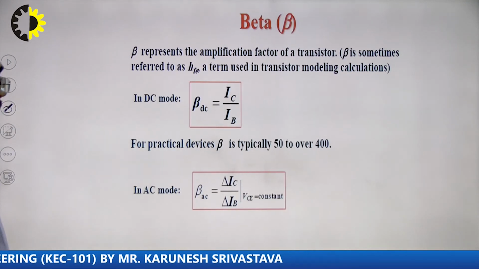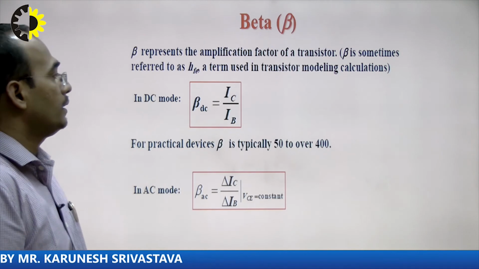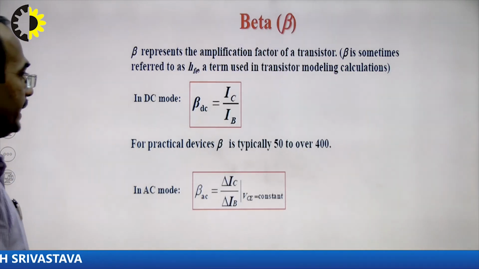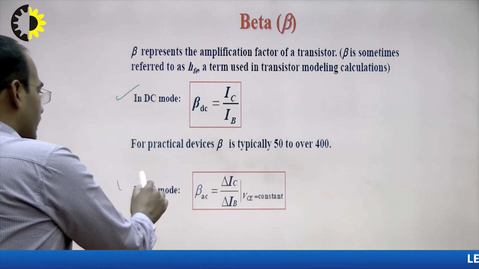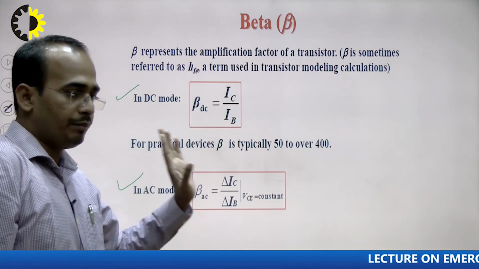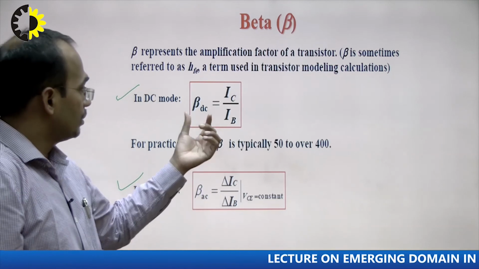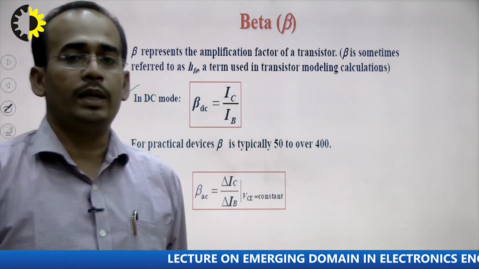Now what is the beta? Beta is the amplification factor or gain of the common emitter configuration. So how will I define this? Beta DC in DC mode and in AC mode. We can define it in both modes. Beta DC is nothing but output current upon input current. Output current is IC, input current is IB. So this is the ratio of output current to the input current. So beta DC is equal to IC by IB.